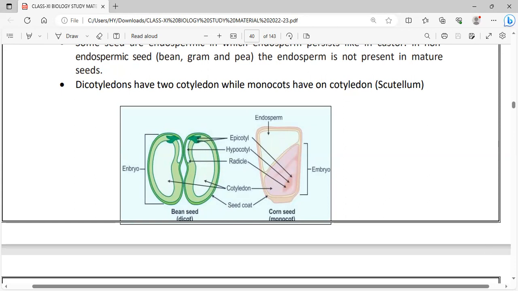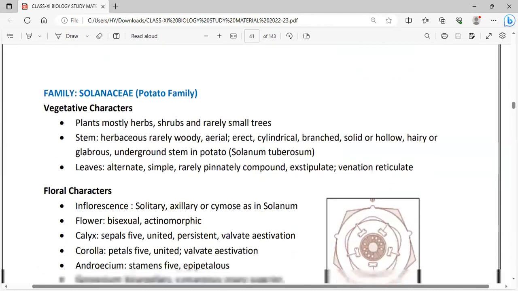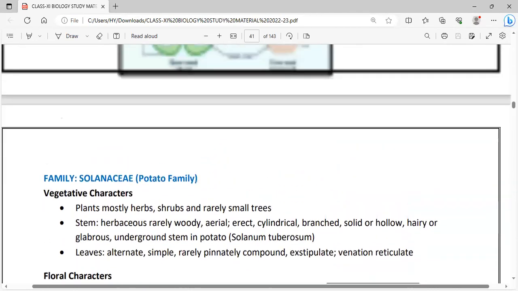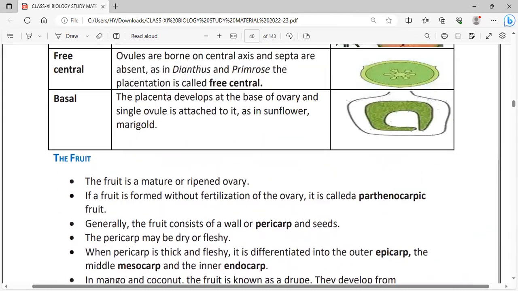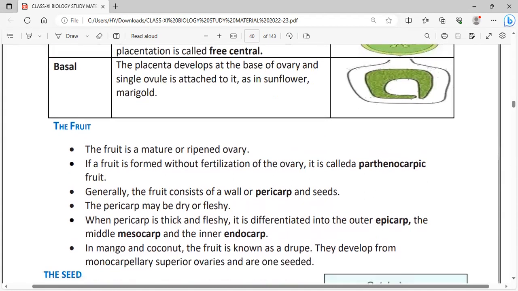Now we are heading toward the fruit family Solanaceae, and the food is there. Fruit is there. Fruit is the ripened ovary, and fleshy fruits are there. Mango and coconut fruit is known as a drupe fruit, and some fruits which are formed without fertilization you can see are called the parthenocarpic fruit. So parthenocarpic fruit and pericarp is there. Pericarp is divided into epicarp, outermost, middle, mesocarp, and endocarp. Mango and coconut, they are called drupes fruit.